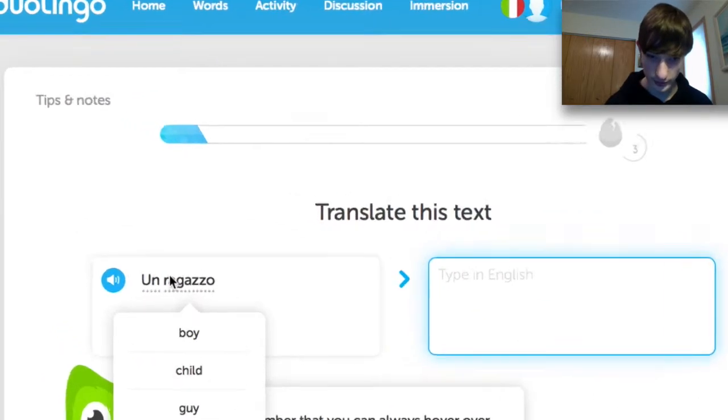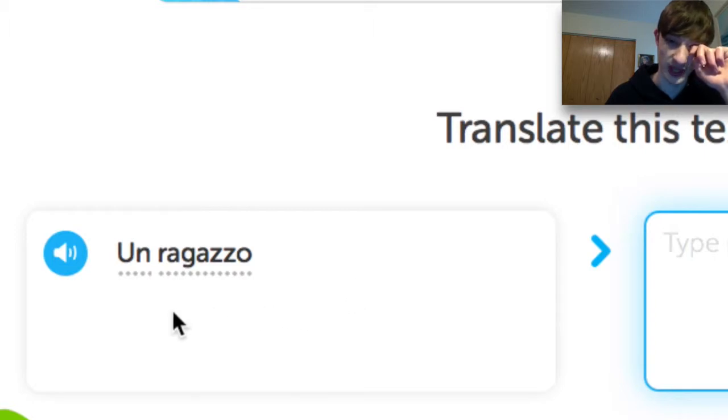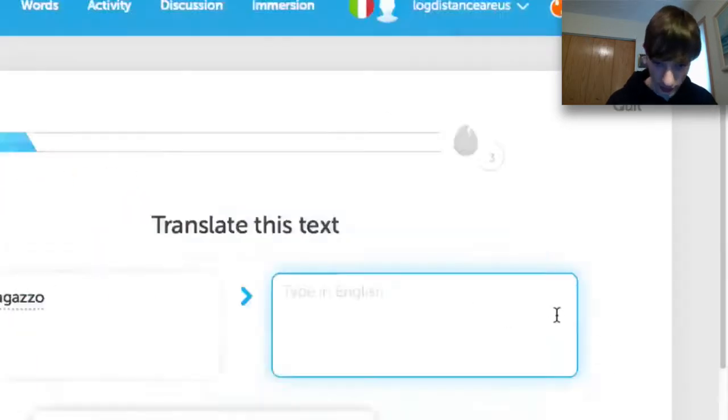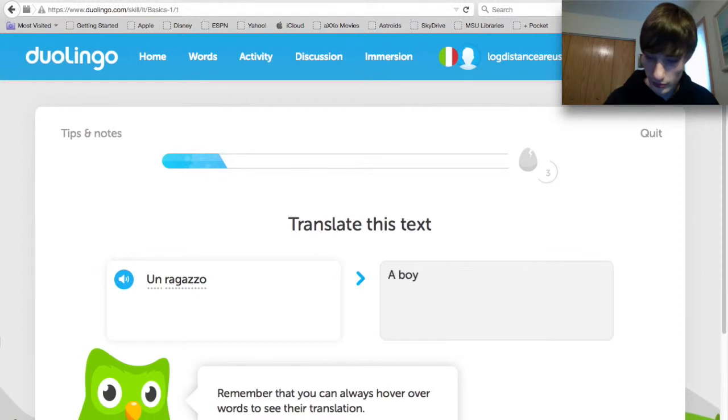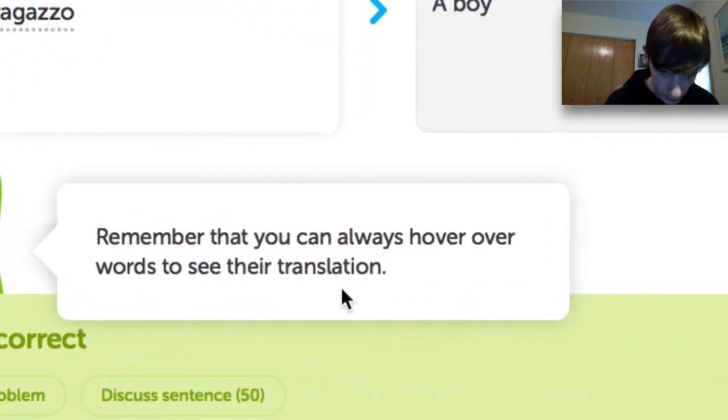Un ragazzo. Oh god. Okay, so my past knowledge in Spanish helps me here a bit. It looks like, as far as I can tell so far, la is the word "the" for feminine nouns. Il is "the" for masculine nouns. Ragazzo is boy, so un is "a" or "an" for masculine nouns. So this sentence is "a boy." You are correct. Remember, you can always hover over words to see the translation.